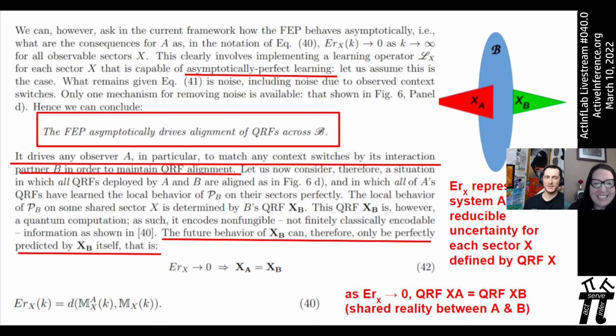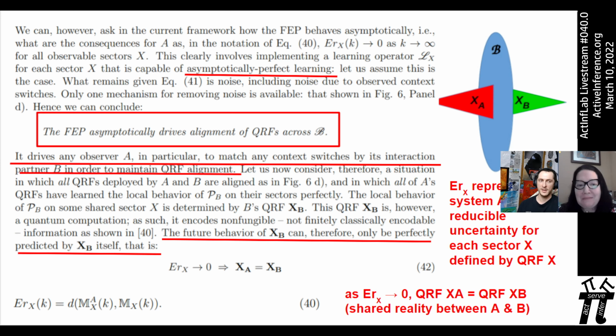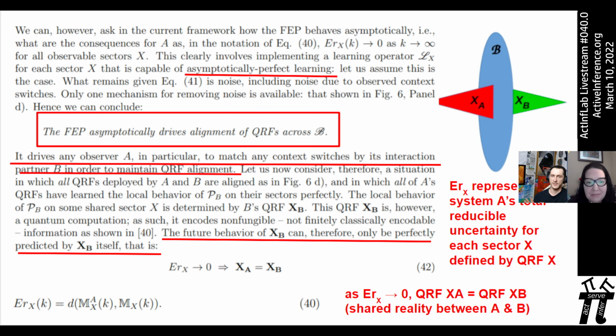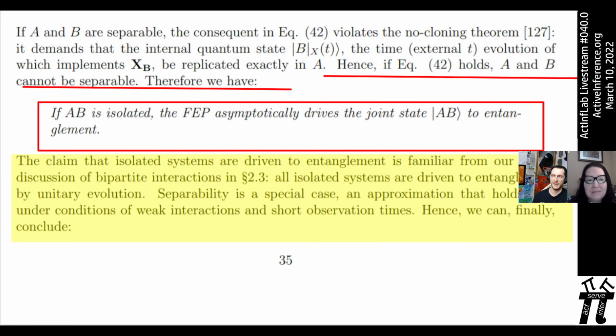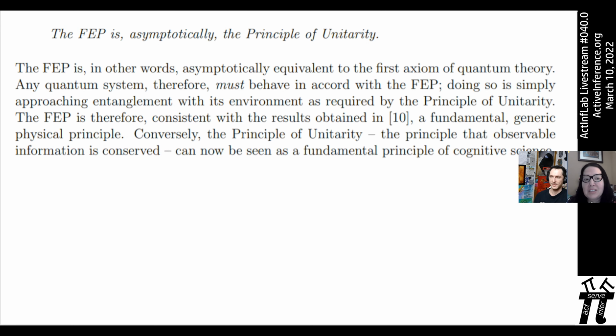Let's save this for dot one. But the asymptotic behavior of the FEP, why does it matter? Why are we studying asymptotic systems? What is happening with the FEP asymptotically? Asymptotically meaning what? I think that's a large discussion about entanglement and where everything's going and how it relates to the principle of unitarity.